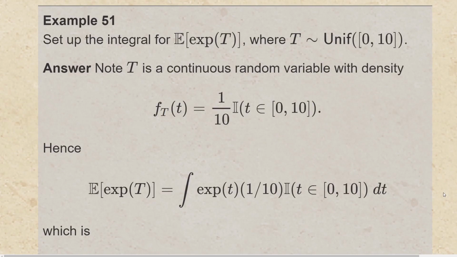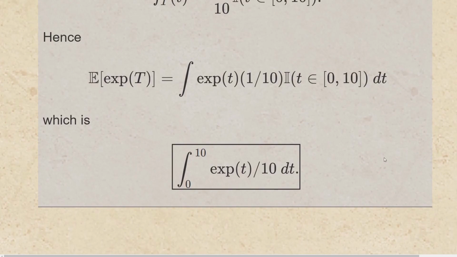So for example, suppose that I want to set up the integral for the mean of the exponential function applied to T, where T is a uniform random variable from 0 to 10. Now T is a continuous random variable with density f sub big T of little t equal to 1/10 times the indicator that little t is in the interval from 0 to 10. Hence the mean of e to the big T is the integral of e to the little t times 1/10 times the indicator that t is in the interval from 0 to 10 dt. Now we can take that indicator function and use it to say we're integrating from 0 up to 10 of e to the t divided by 10 with respect to dt.